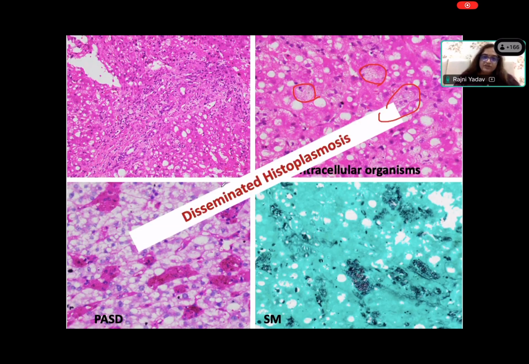So that's histoplasmosis which was disseminated, and see, it was producing a steatosis and ballooning kind of pattern on biopsy. So just seeing the vacuole, you should not stop there. You have to look for each and every feature in the biopsy and make a diagnosis, otherwise you are going to miss the etiology.